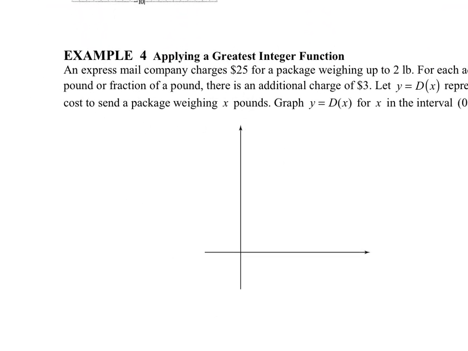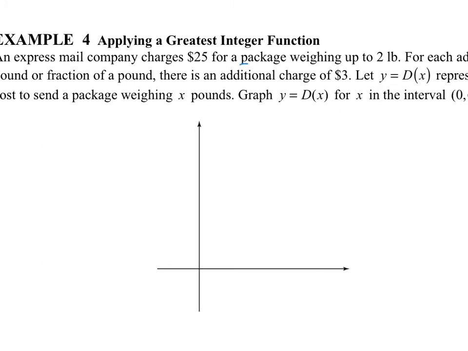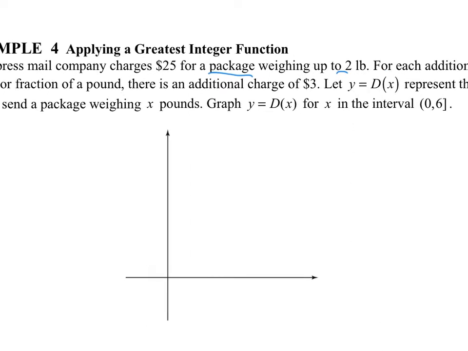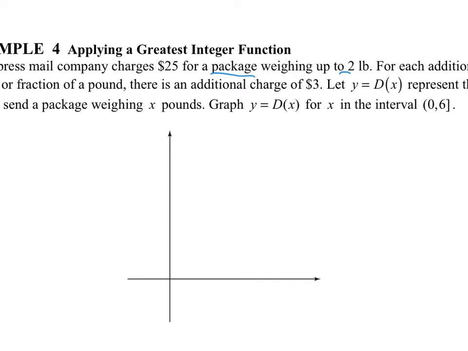Applying a greatest integer. An express mail company charges $2 for a package weighing up to 2 pounds. So that means any package up to 2 pounds, even if it was 0.1 pound, it's still going to cost $2. Even 0.5 pounds is still going to cost $2. Even one pound is still $2. Up to 2 pounds is still $2.